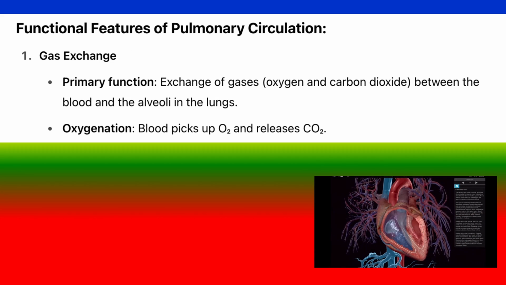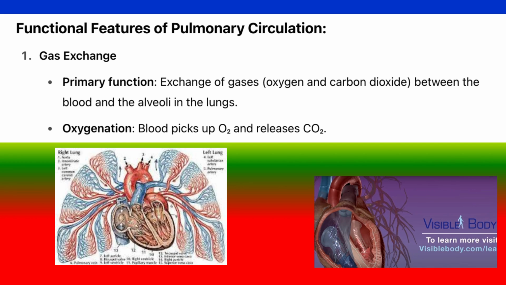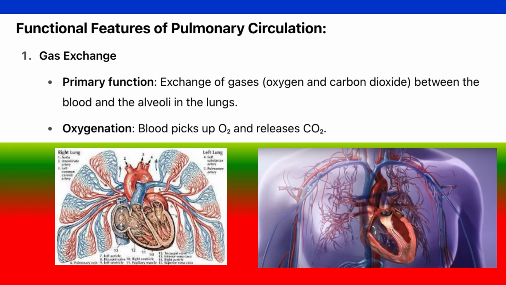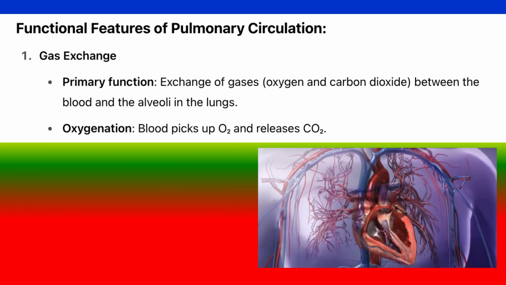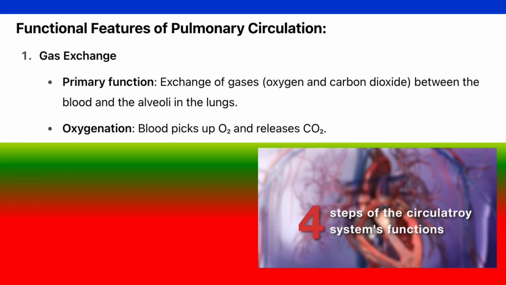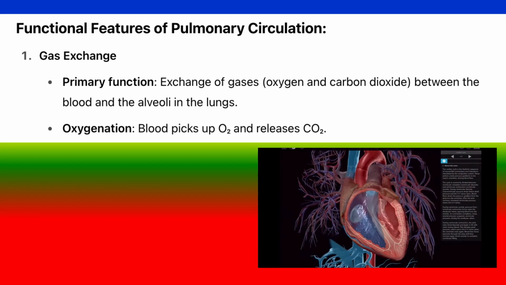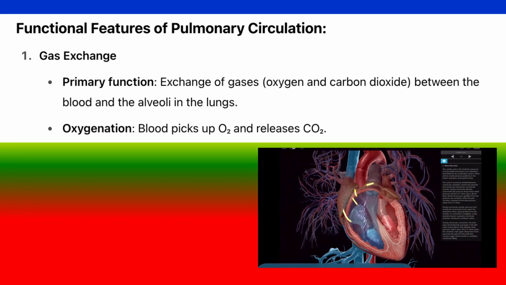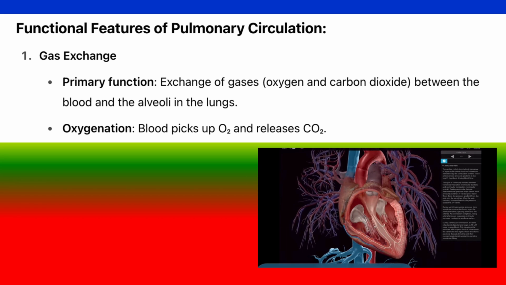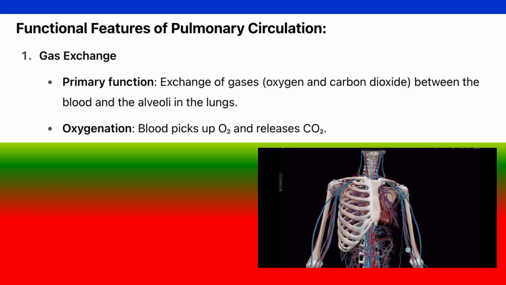Here are the functional features of pulmonary circulation, highlighting how it supports respiratory and cardiovascular efficiency. Functional features of pulmonary circulation. 1. Gas exchange. Primary function, exchange of gases, oxygen and carbon dioxide, between the blood and the alveoli in the lungs. Oxygenation, blood picks up O2 and releases CO2.